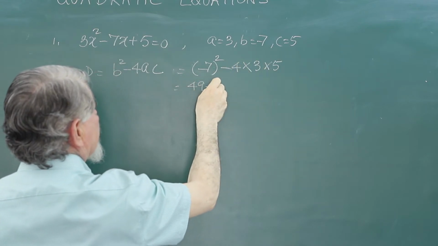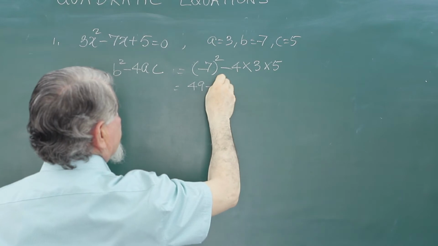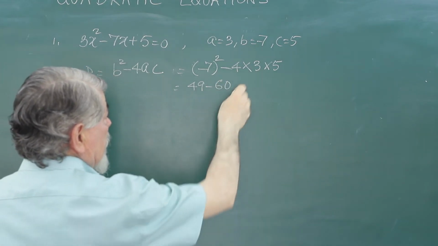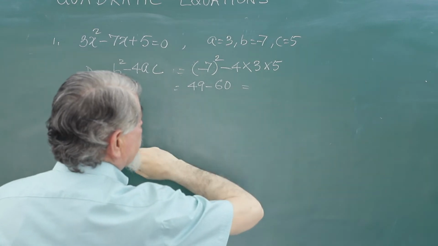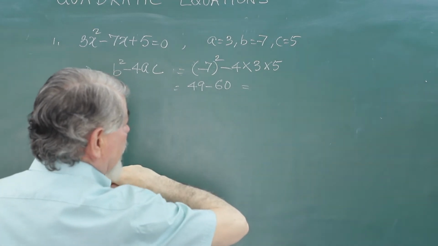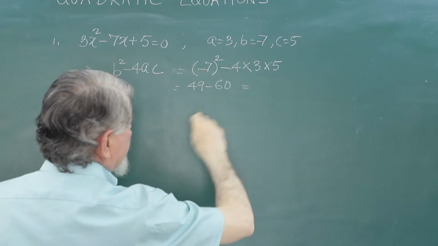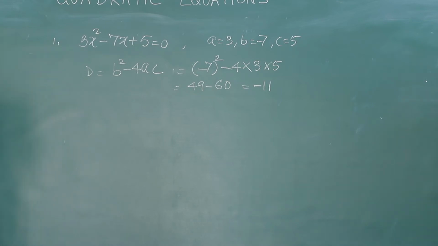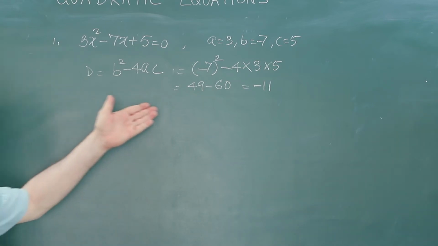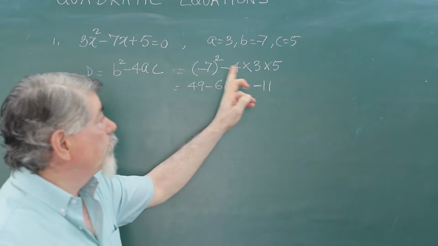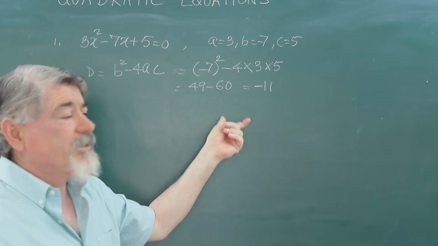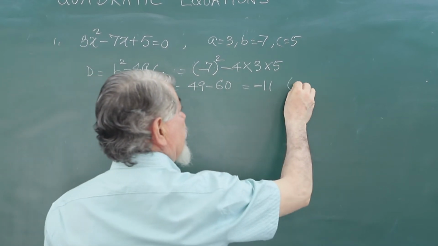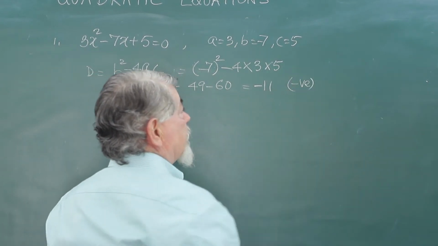49 minus 4 3s are 12, 12 5s are 60. So it will come out to be how much? It will come out to be 11 negative. It is going to be minus. Now you don't have to calculate even the value, you don't have to calculate 49 minus 60. I will have to write only negative. It is negative.